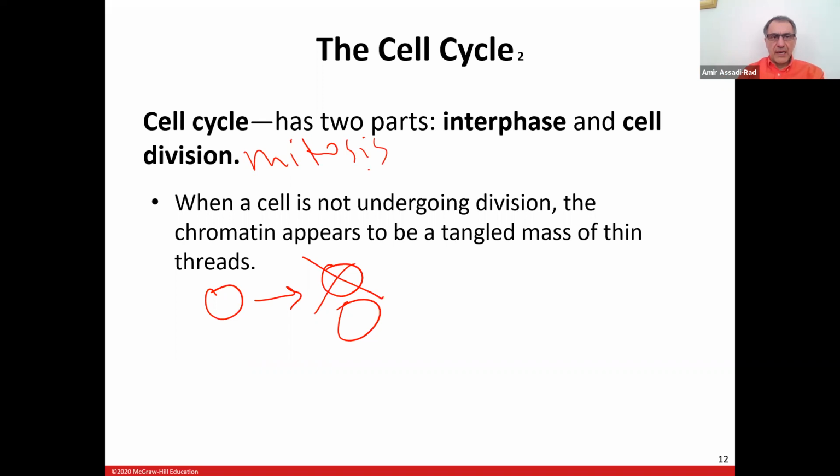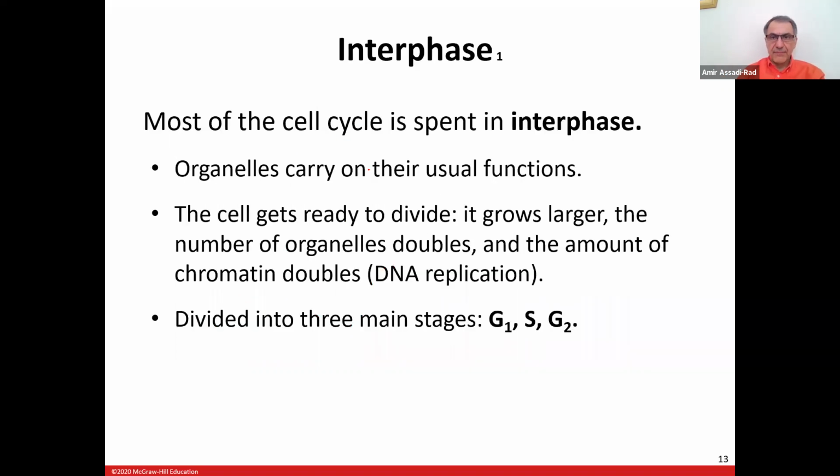Okay, and when the cell is not undergoing division, the chromatin appears to be a tangled mass of thin threads. So interphase, there are 3 stages in interphase. Interphase is not a stage of mitosis, and I will talk about mitosis. The three stages of interphase are G1, which means growth, S, synthesis, which means your chromosomes duplicate, and G2, the second growth of the cell.